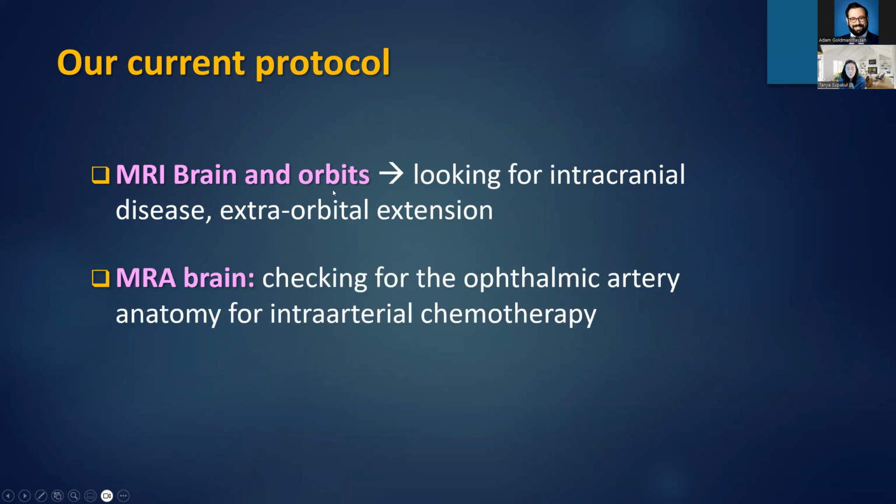And we also add the MRA brain. The reason for the MRA brain is that right now, the treatment options for retinoblastoma include intra-arterial chemotherapy, where we inject the chemo through the ophthalmic artery. So that's why we want to at least tell our neuro IR people about the origins of the ophthalmic arteries. It helps them reduce the radiation dose when they are trying to find the origin and super-select those vessels.